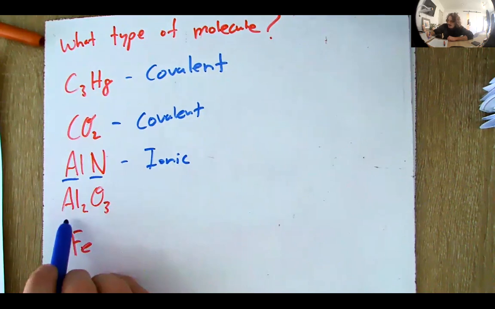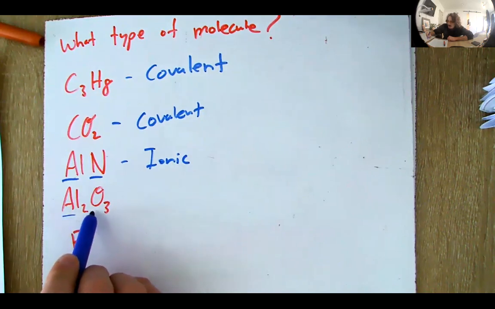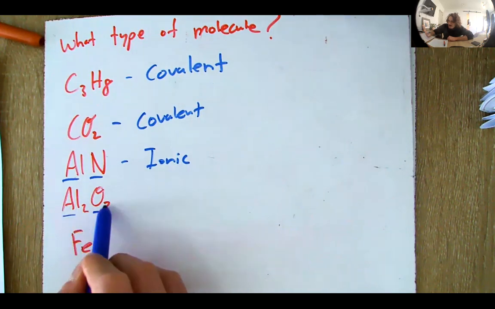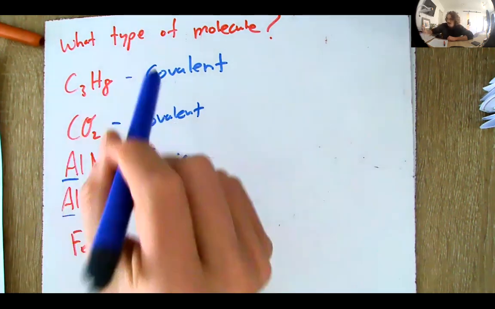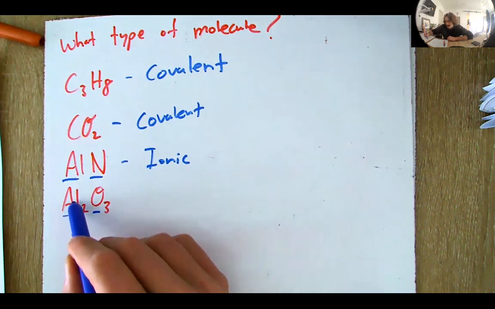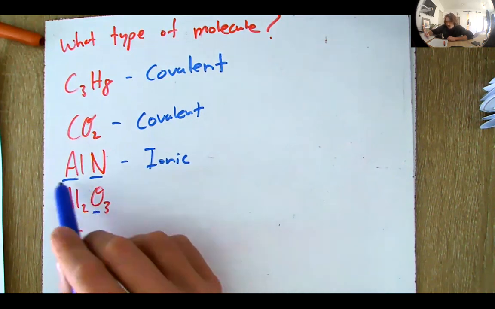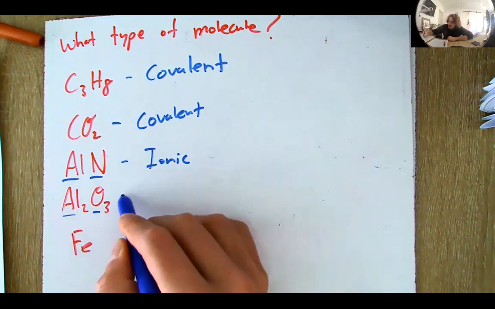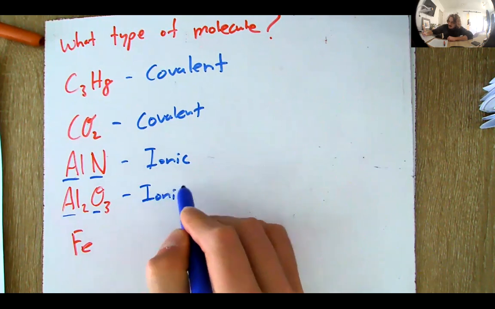And the next one, we have Al2O3. That's aluminum oxide. Just because there's 2s and 3s doesn't mean the type of molecule changes. The little 2s and 3s let us know how many of each atom there are in this one molecule of aluminum oxide. So since there's a metal and a nonmetal, this is an ionic compound as well.